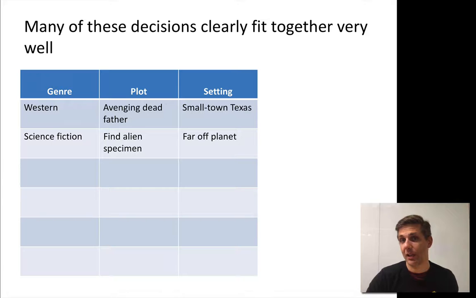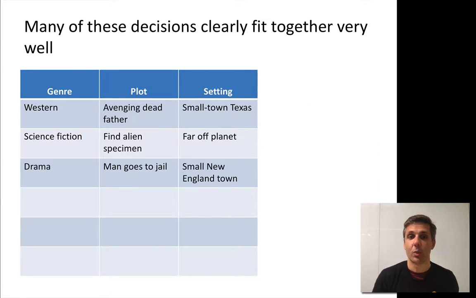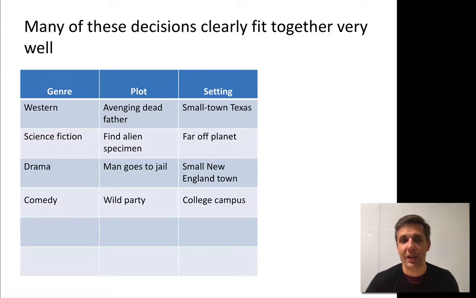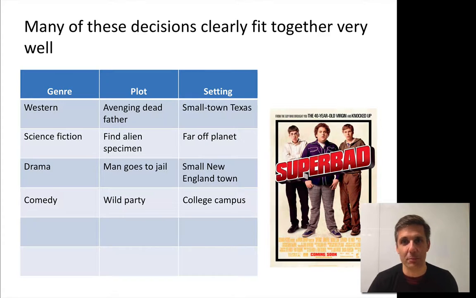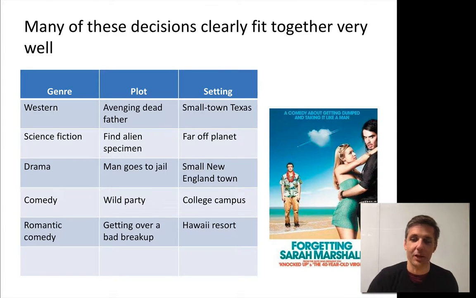This could be, well, I'll go old school first, a little more new school as well. We've got a drama about a man going to jail set in a small New England town. If you're not sure what this one is, it's, I believe, still the top-rated movie, user-rated movie on IMDb, The Shawshank Redemption. We've got a comedy about a wild party set on a college campus. Again, I'll prefer to go old school with Animal House, but you could go with any number of later subsequent movies as well. We've got a romantic comedy about getting over a bad breakup set at a Hawaiian resort. This is Forgetting Sarah Marshall.